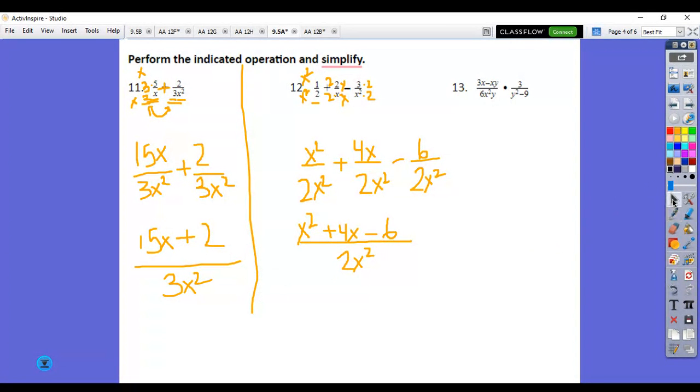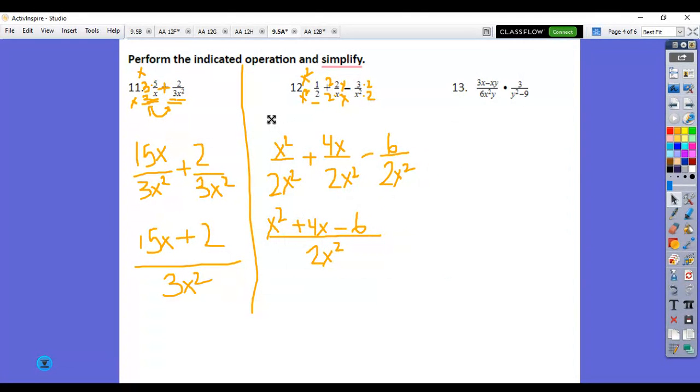All right, let me move this over a little. Okay, so the first thing you should notice in 13, it's a times problem. When we are multiplying, we don't need a common denominator. We just need to factor. Factor each numerator and each denominator.